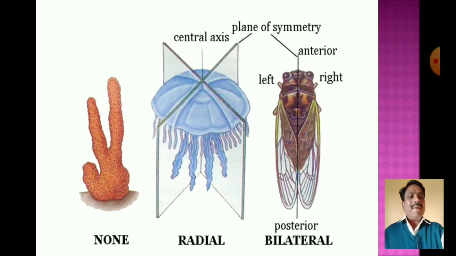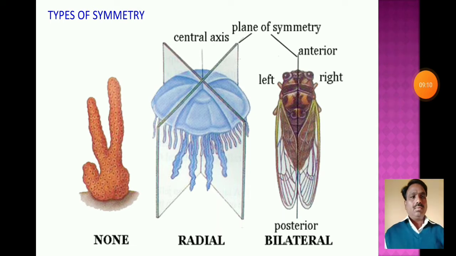symmetry. What is meant by symmetry? In symmetry, the types are asymmetry, radial symmetry, and bilateral symmetry. Now friends, about the types of symmetry.